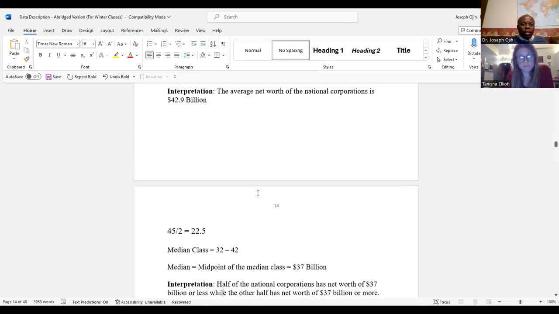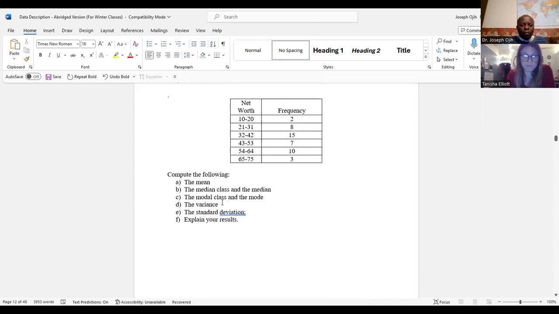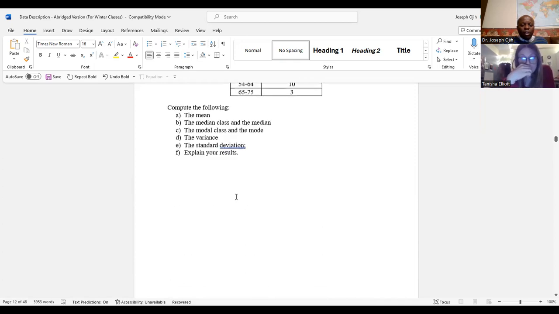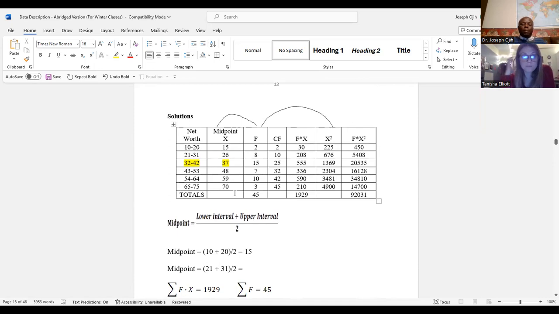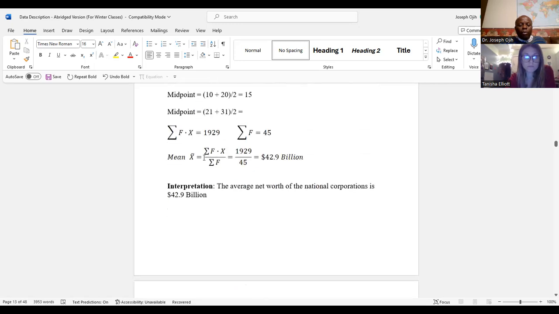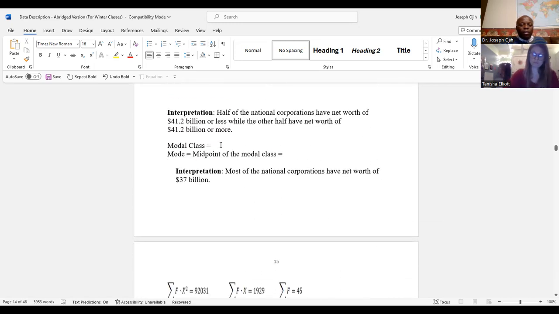Now, let's look at the next question, which is to find the modal class and the mode. The modal class, from what we did about mode, is the value that occurs most often. So the modal class is the class that contains the mode. To find it, we look at the frequency. This is the class that has the highest frequency. This is the highest frequency right here, and this is the class that matches that frequency, which is 32 to 42. So our modal class is 32 to 42.